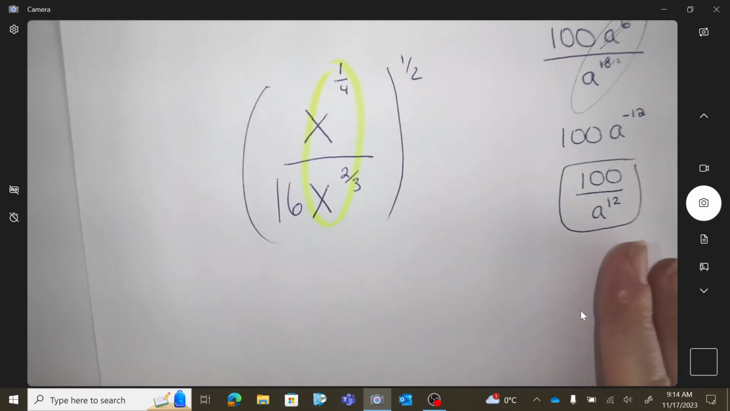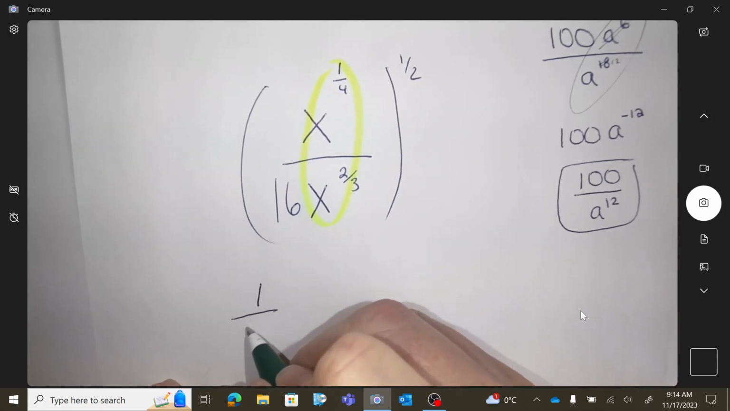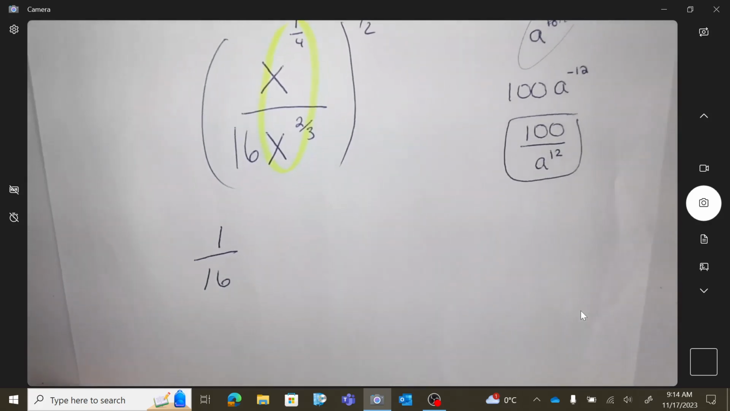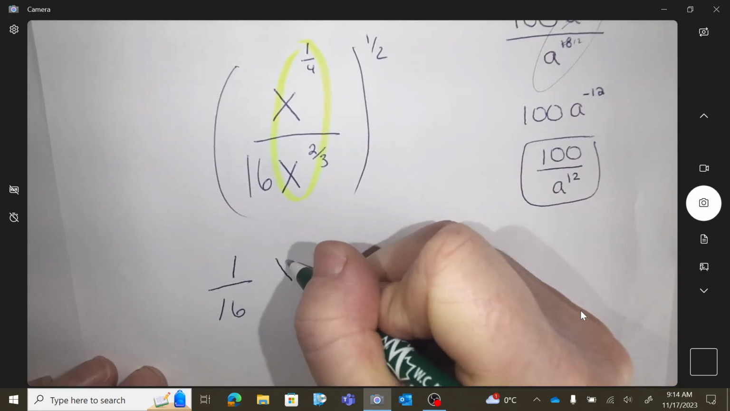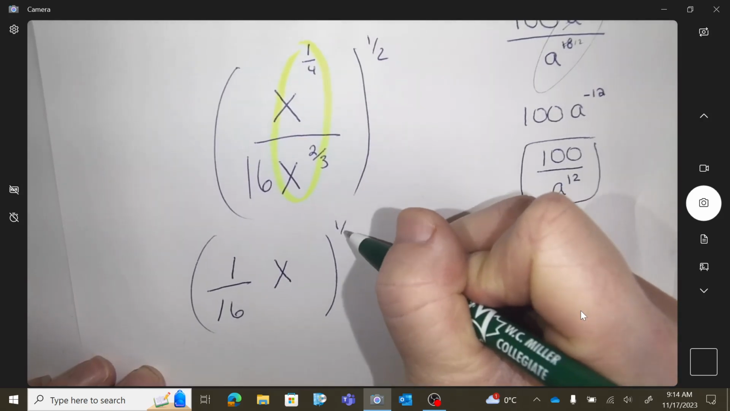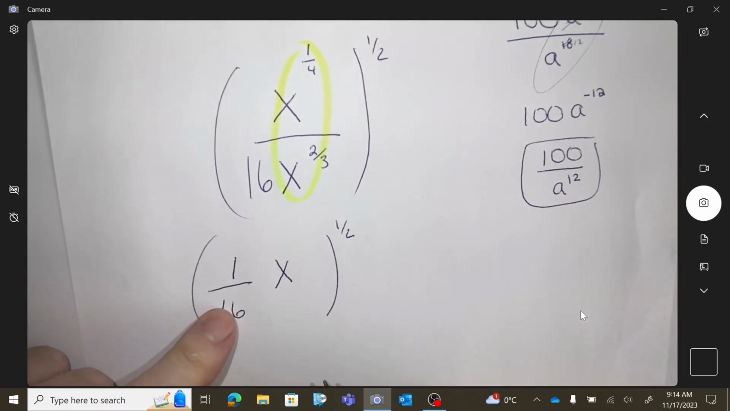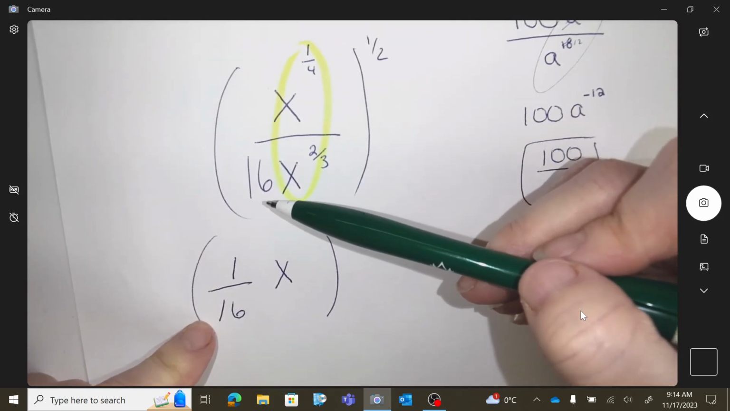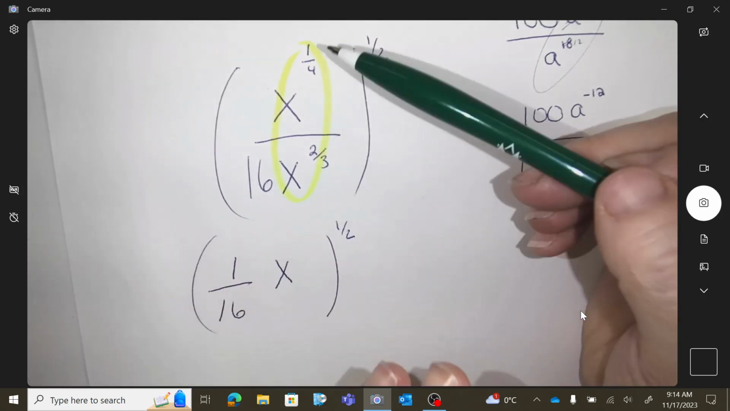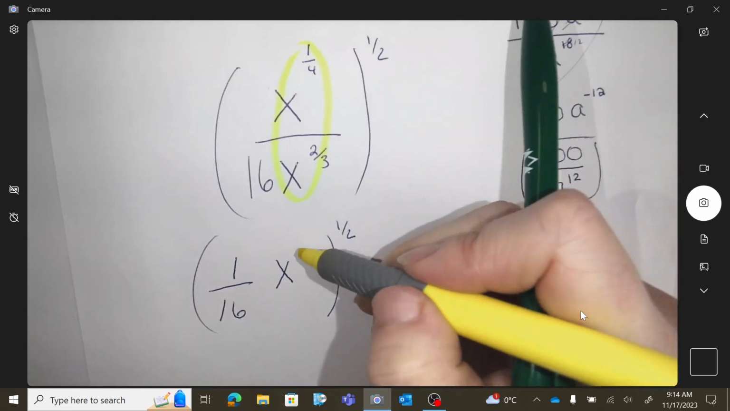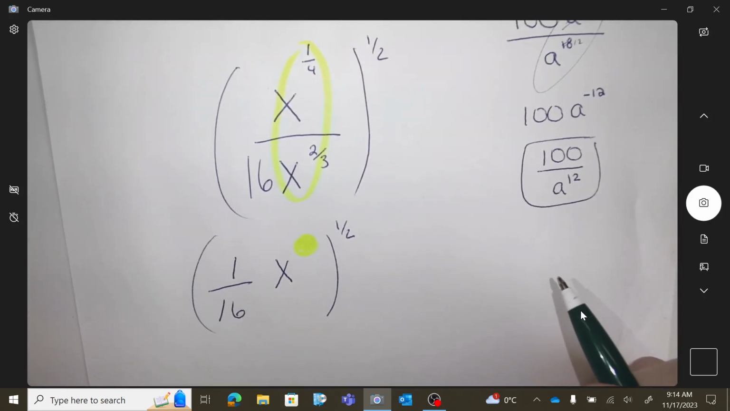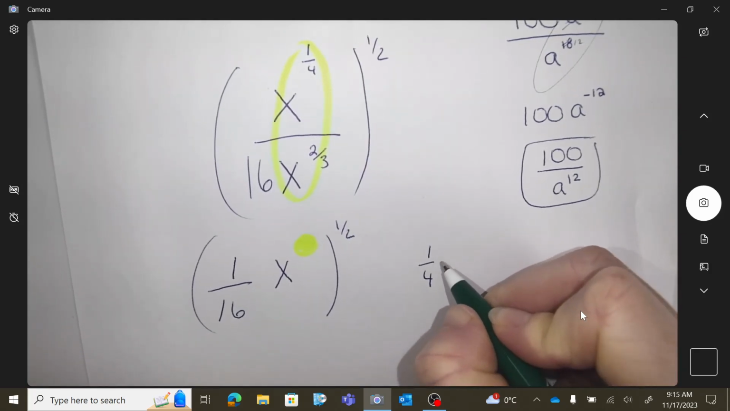Okay, here's what I'm going to do. I'm going to put a 1/16. That's a coefficient number. And then x to the something. 1/16. That's the numbers that I have, the coefficients. And then let's work with the x's. So we have a 1/4 and a 2/3. What am I going to do? Which operation? Subtract.